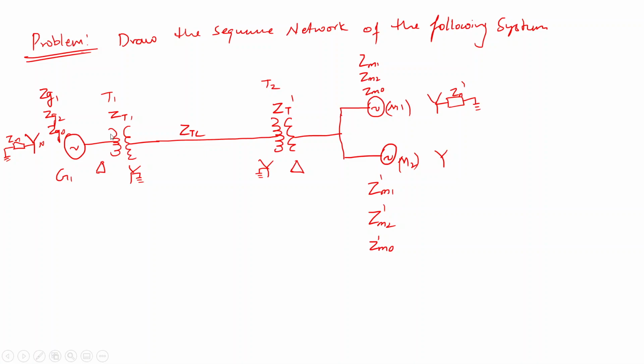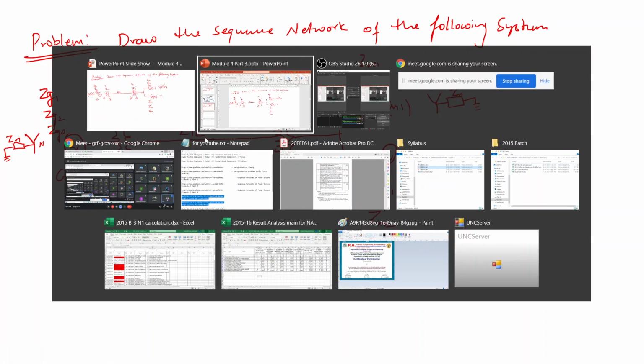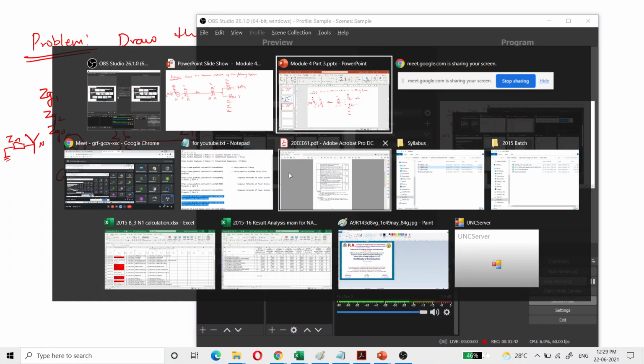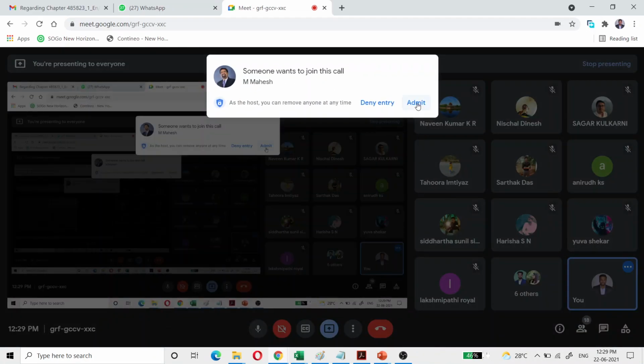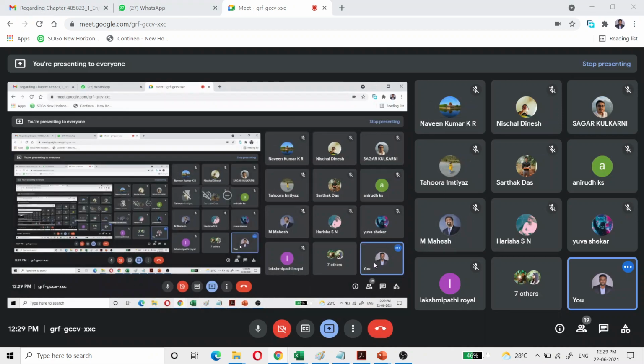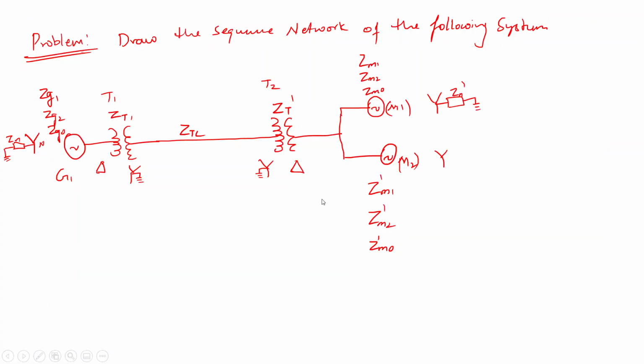We also have a transformer T1, whose primary side is delta and secondary side is star connected, with the neutral connected to the ground. The impedance of transformer T1 is ZT1. And for the transmission line, the impedance is ZTL. Okay, so this is ZTL we are having.